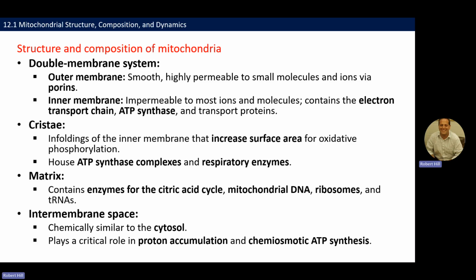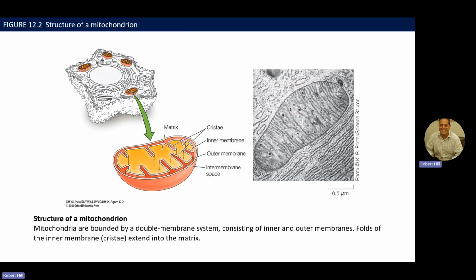In the matrix, you have the citric acid cycle, so all the enzymes that are involved in that biochemical cycle. You have the mitochondrial genome. The mitochondria has its own ribosomes, right? So it does translation in the matrix to produce those enzymes. And then you have the intermembrane space, which is where the protons accumulate. All right, so there's the folded up inner membrane, the outer membrane, the intermembrane space.